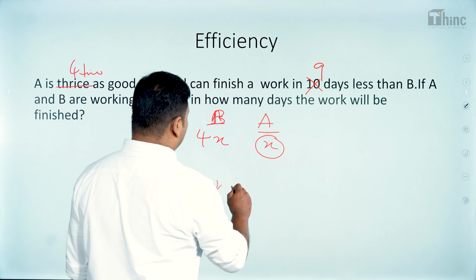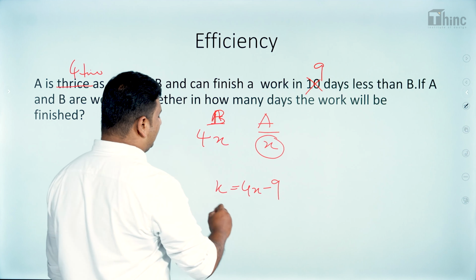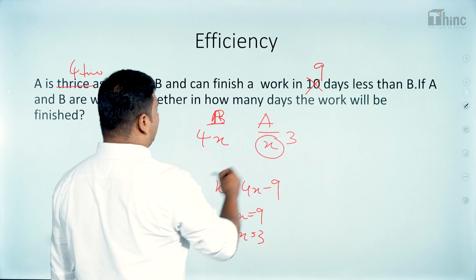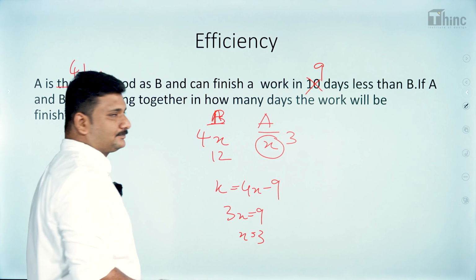Now A can finish the work in 9 days less than B. So x is nothing but 4x minus 9. So what will we get? 3x equals 9. So x is equal to 3. So if A takes 3 days, B takes 4 into 3, 12 days.